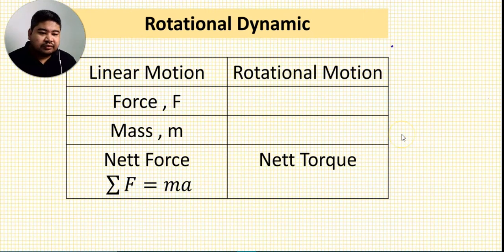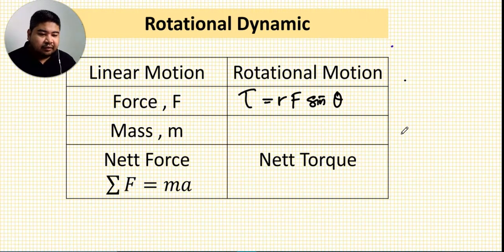In the subtopic of rotational dynamics, in linear motion we have force F. When a force F is applied to a rigid body, it gives a turning effect to the body. So instead of force, in rotational motion we have torque, where torque is the magnitude of r times the magnitude of the force applied to the rigid body, times sine of the angle between r and F.